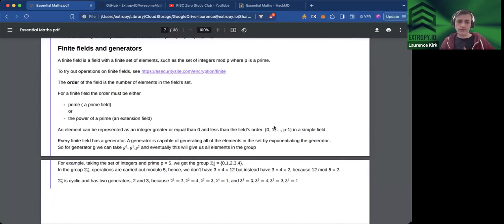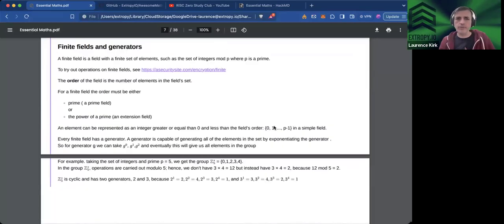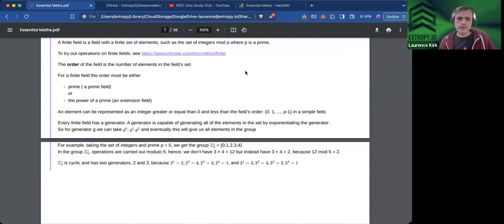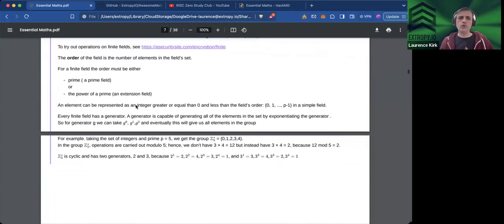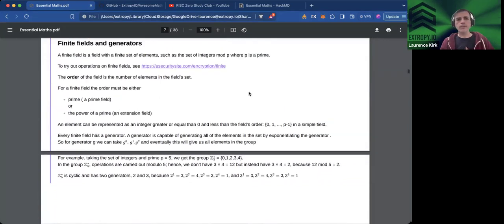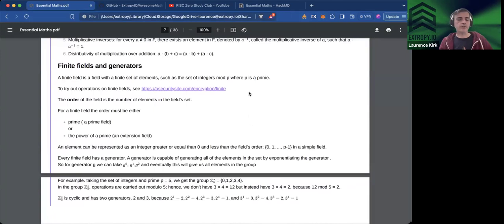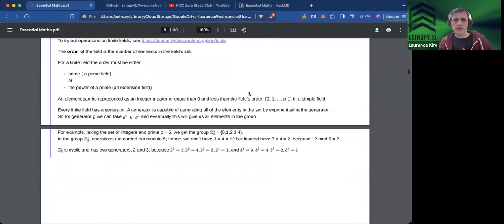Just the idea that we've got a finite set to start with. That set is a set of integers, and then we have two operations that we can do on those integers. Okay. And as I say, typically we would have a prime number as the mod that we're doing our arithmetic with. The order of the field is the number of elements. If it's going to be a finite field, then the order is going to be a prime number or the power of a prime. This is needed for the multiplicative inverses to work. That's why it has to be one of those.